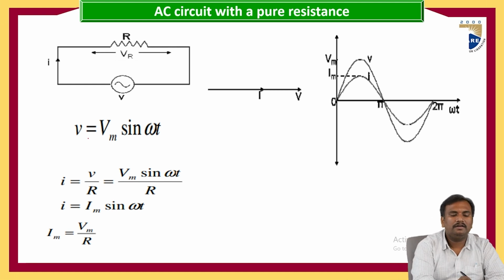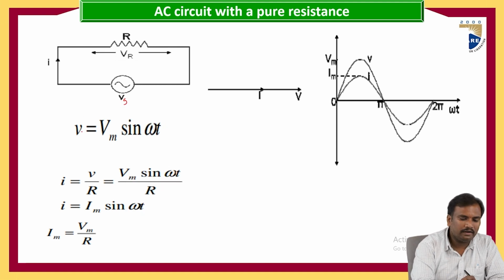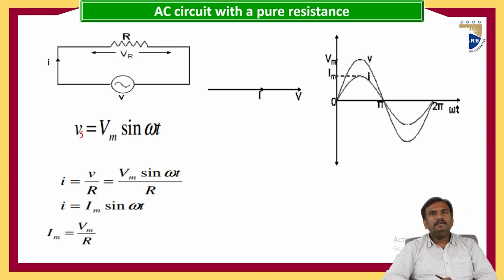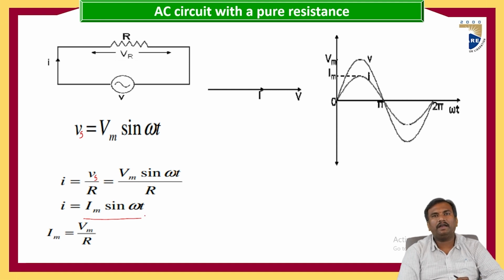Here we are considering a resistor which is connected to a source Vs, where Vs is equal to Vm sine omega t, and across this source, resistance R is connected, and we are going to get the current I. According to Ohm's law, I is equal to V by R, that is Vs by R, that is equal to Vm sine omega t by R. Here Vm by R we are considering as Im sine omega t.